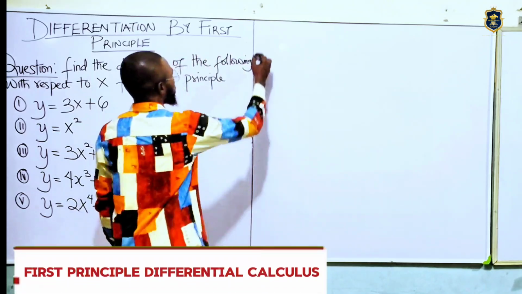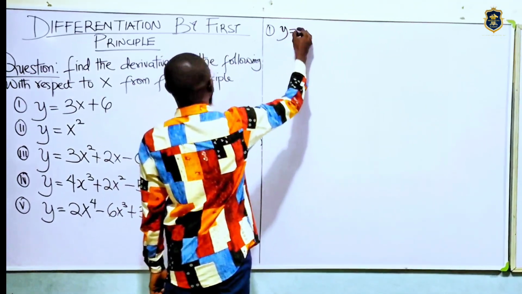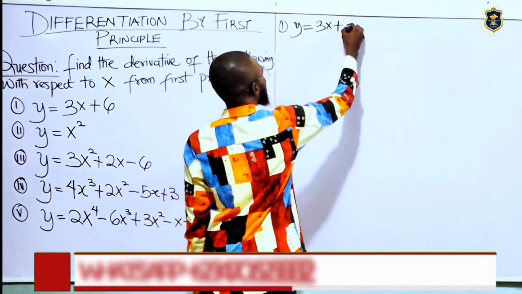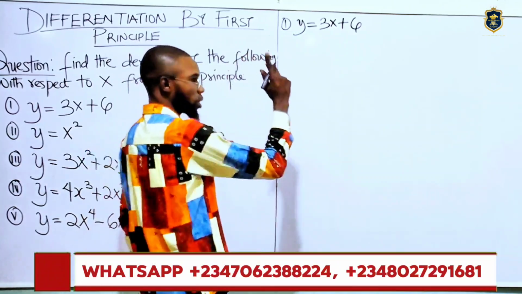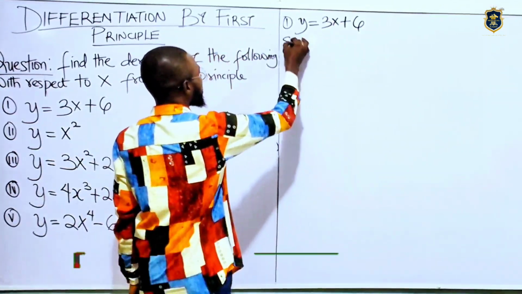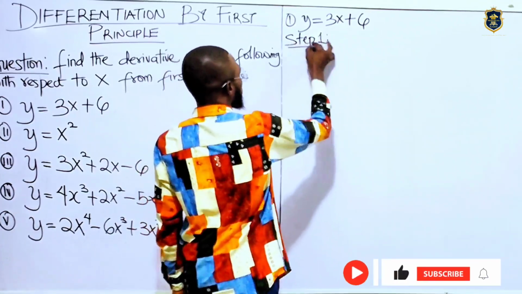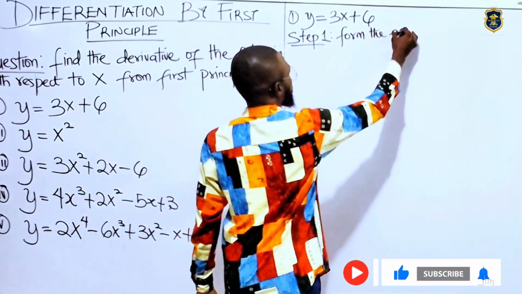Let's take number 1. Number 1, it says y is equal to 3x plus 6. We should derive this using first principle. Step 1, now look at, there are 4 basic steps we should apply. Step 1, form the equation. We are forming the equation.